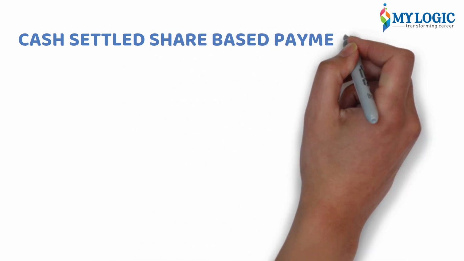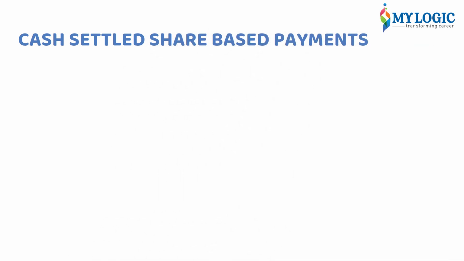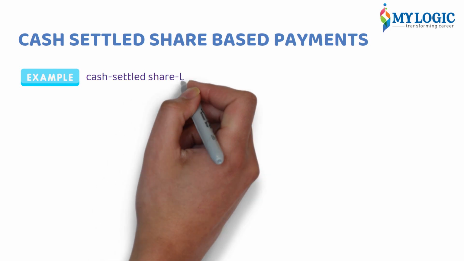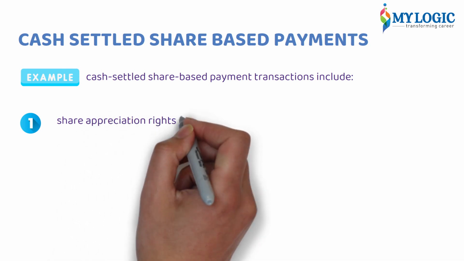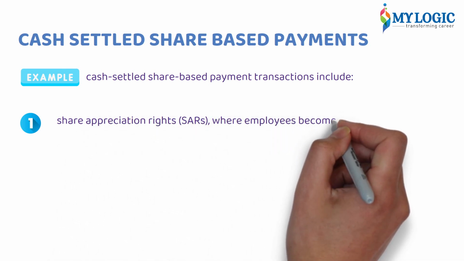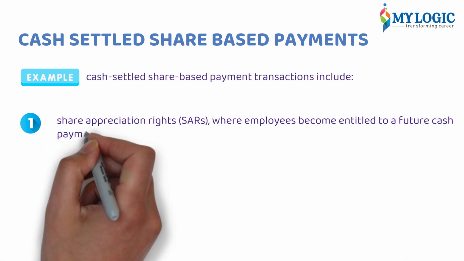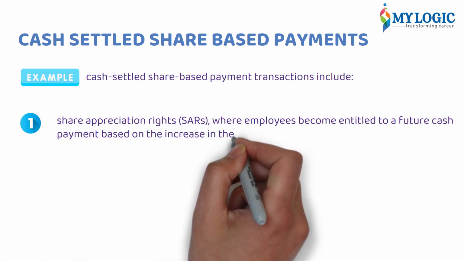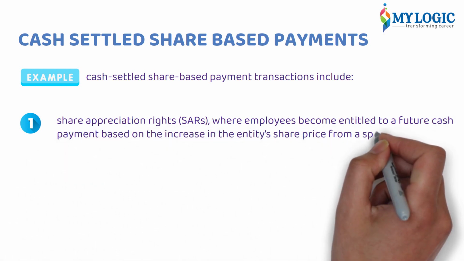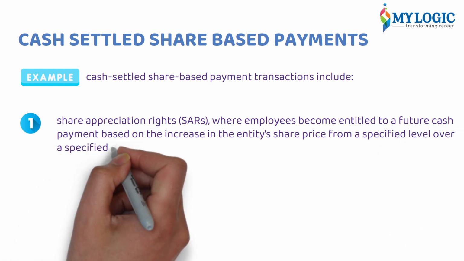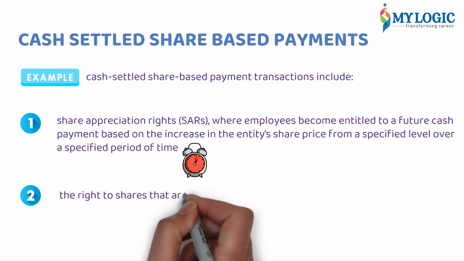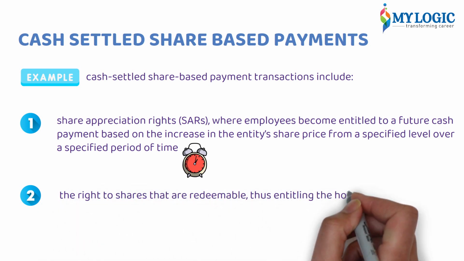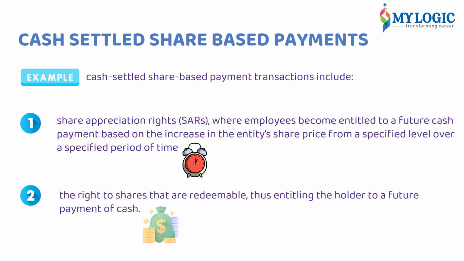Cash-settled share-based payments. Examples of cash-settled share-based payment transactions include: Number 1. Share appreciation rights, SARs, where employees become entitled to a future cash payment based on the increase in the entity's share price from a specified level over a specified period of time. Number 2. The right to shares that are redeemable, thus entitling the holder to a future payment of cash.